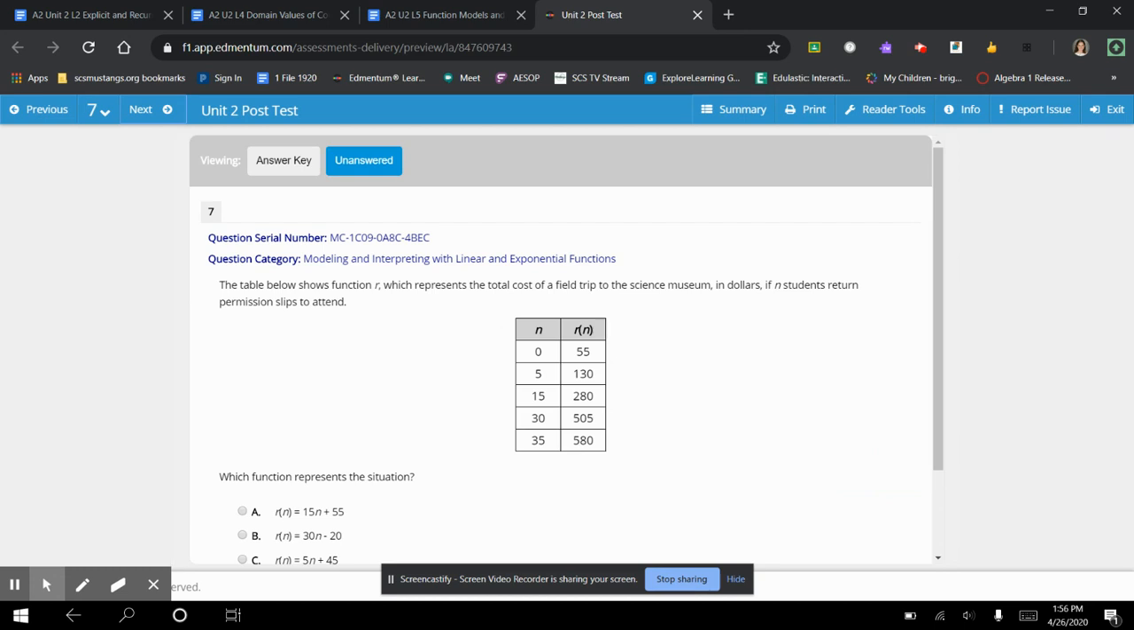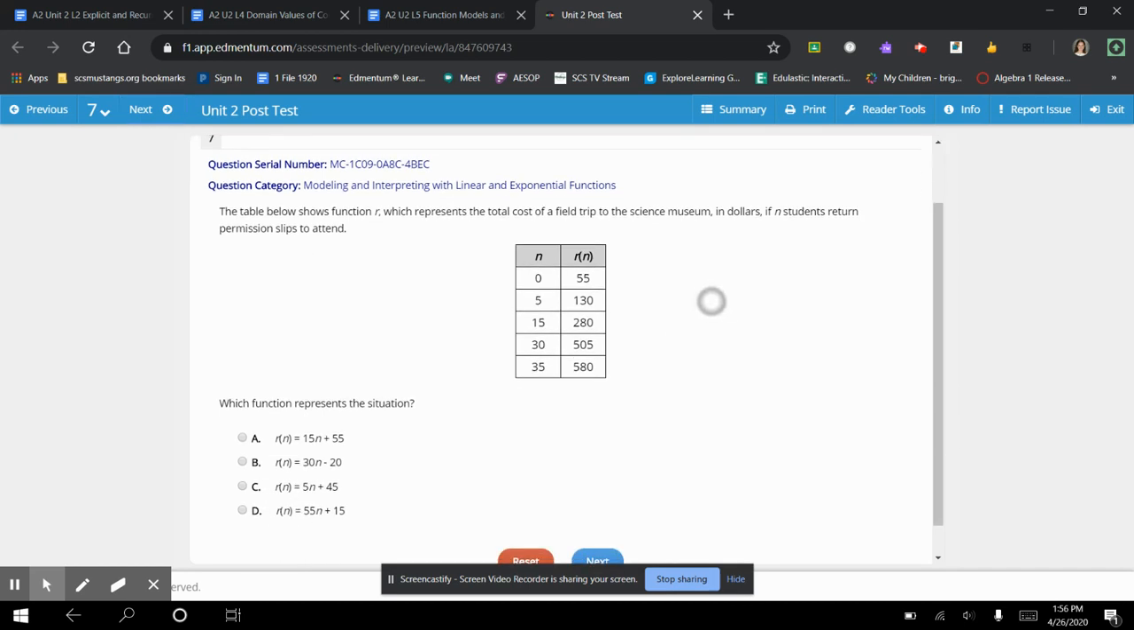Looking at 7. The table shows the function r, which represents the total cost of a field trip to a science museum in dollars if n students return permission slips to attend. Which function represents this situation? So looking at the 4 answers that they give you, you don't need to make the decision between does this table represent a linear function or an exponential, because they show you. And if you look, they give you that equation, r of n is equal to mn plus b, where b is your y-intercept and m is your slope.